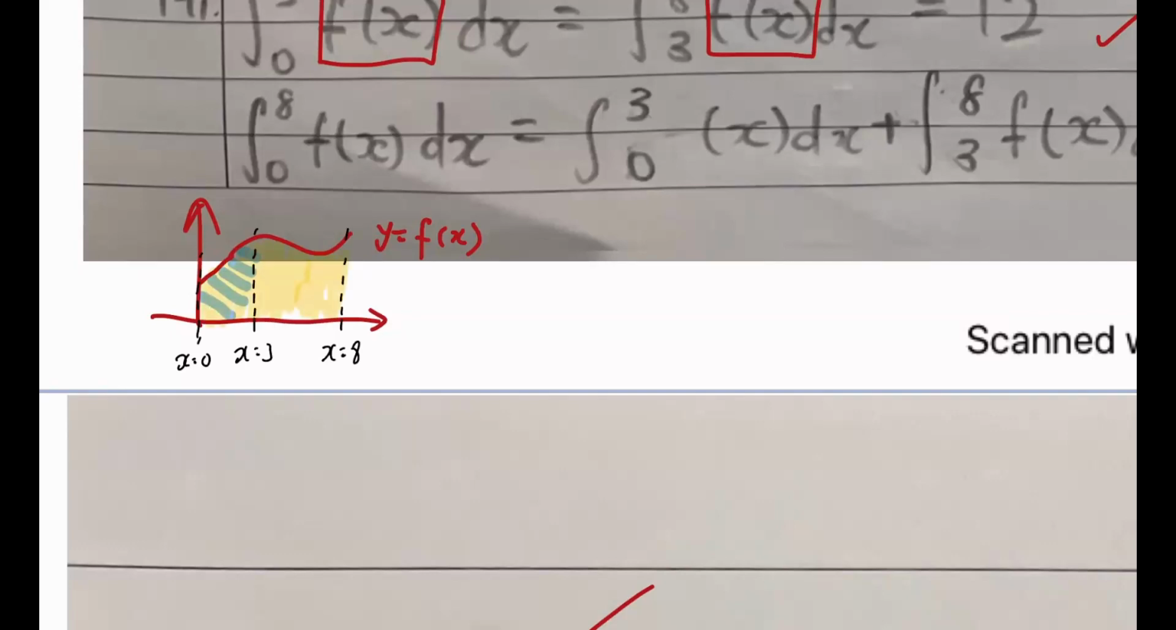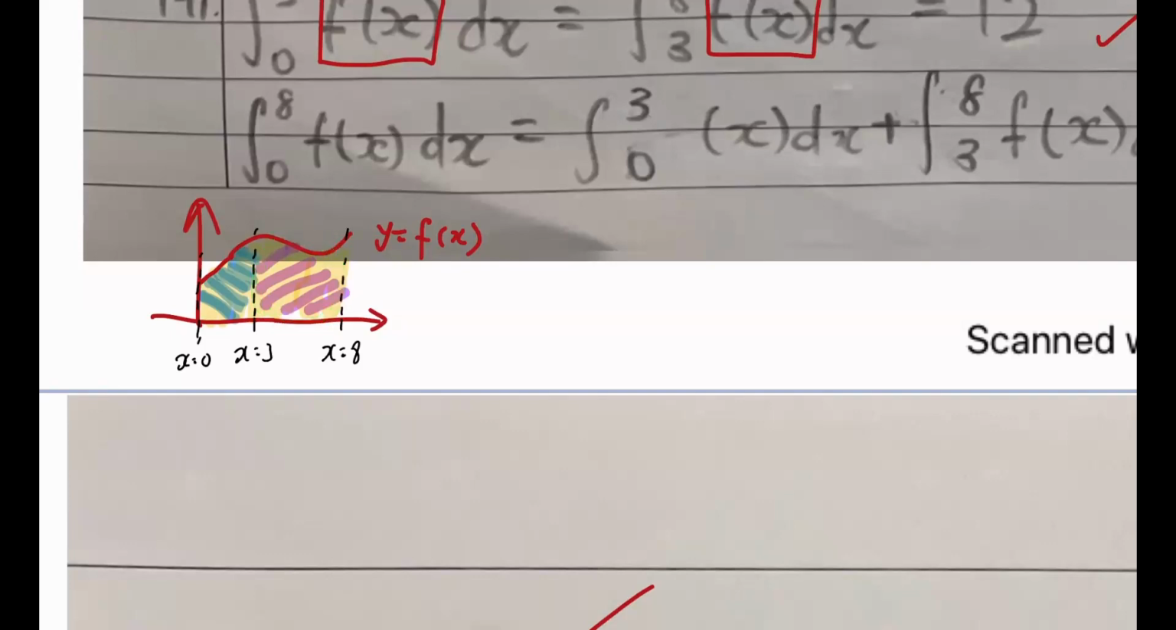Okay, so they're asking you for the yellow color area here from 0 to 8. Then what you realize is you can split it up into a left half, which is the area from x equal to 0 to x equal to 3, which I shaded in blue color, if you can see. And the right half, the purple part, which is the area from where to where for the purple part? Can you answer? 3 to 8. 3 to 8, very good.